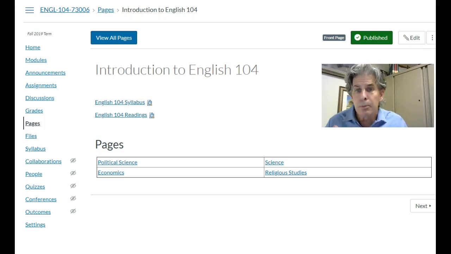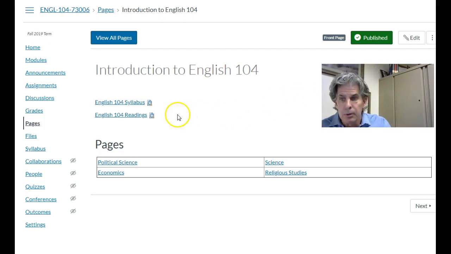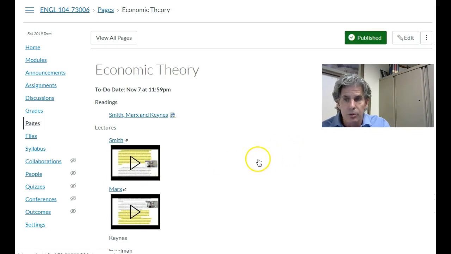Okay. What I'm doing is I'm going to keep these at the bottom, okay? Political science, science, religious studies aren't really part of the game right now, but the economics is. We're going to go to the economics page. That's where I'm setting up the next lessons, the discussions, and everything you're going to need for the next 3 weeks or so, okay? So click on that economics link and that takes you right over here.